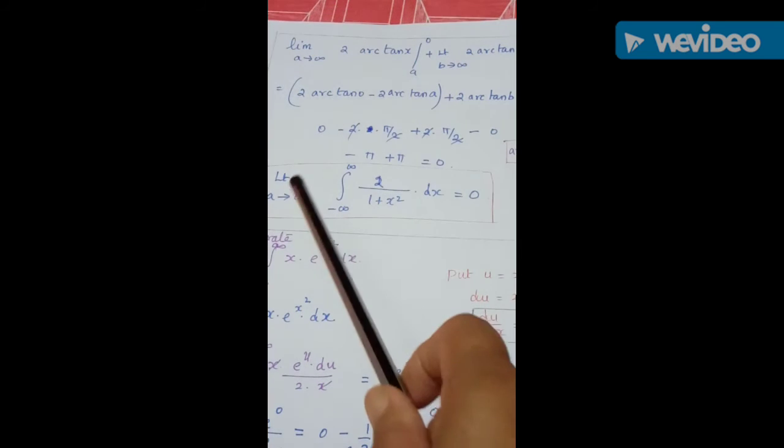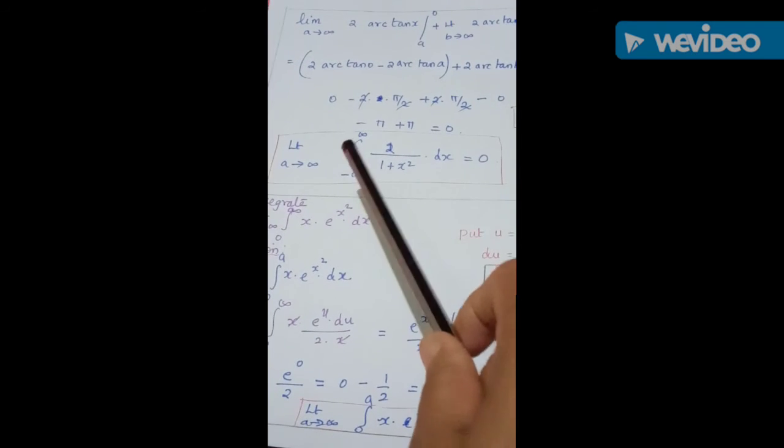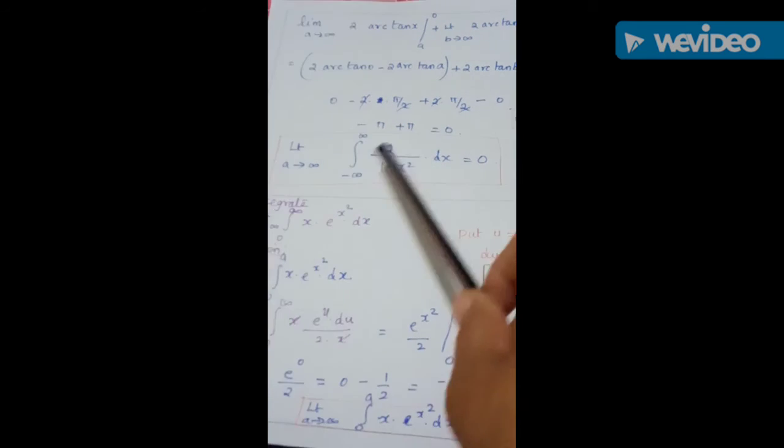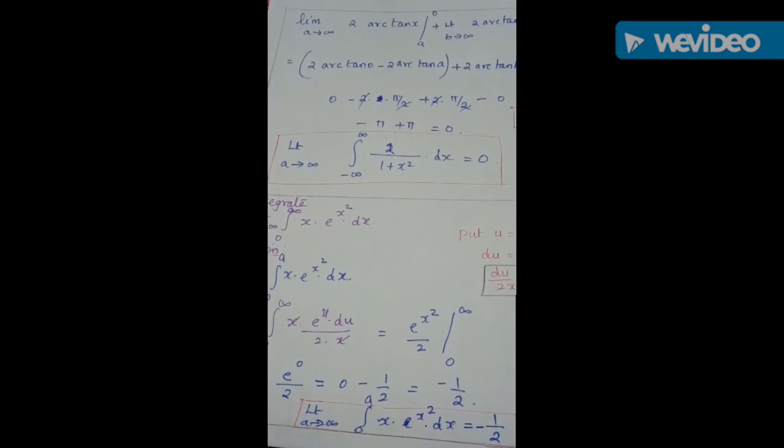The value of limit a tends to infinity, integral from minus infinity to infinity of 2 divided by 1 plus x square dx, equals 0.